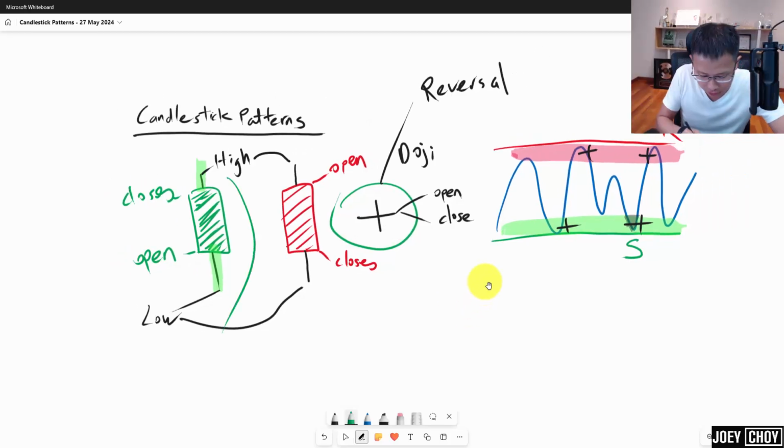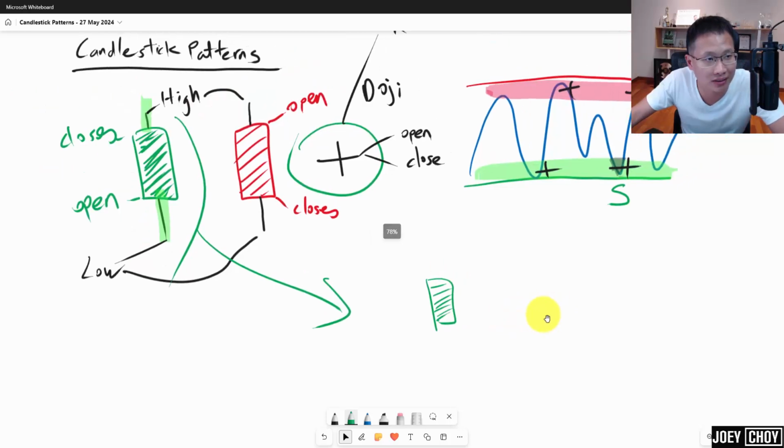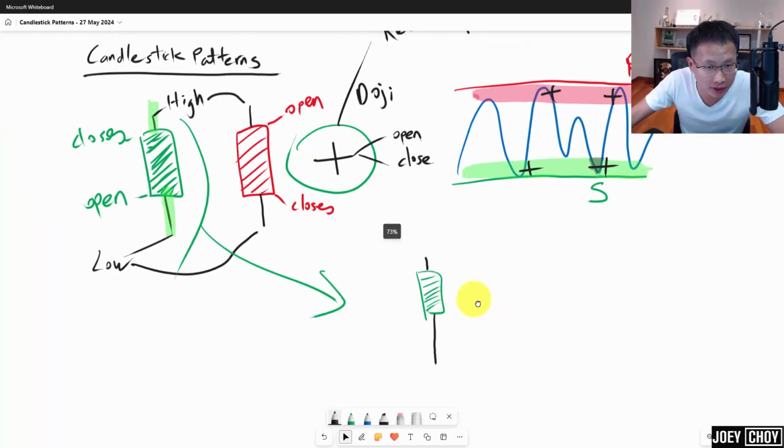So you can see this is like a bullish candlestick bar. But if it goes something like this, a green bar, same thing, we have a green candlestick bar, and this time round, it has an upper shadow, kind of like the high of the day, and a very long lower shadow, something like this.